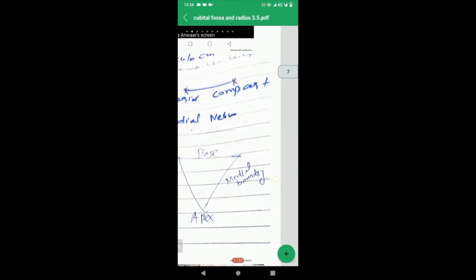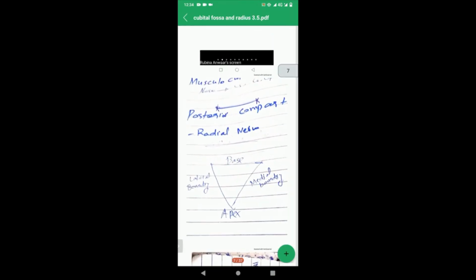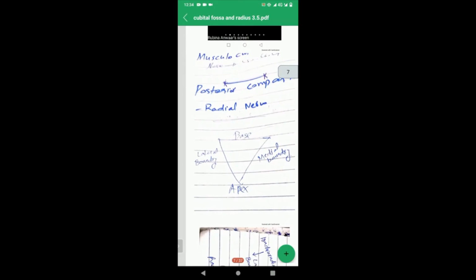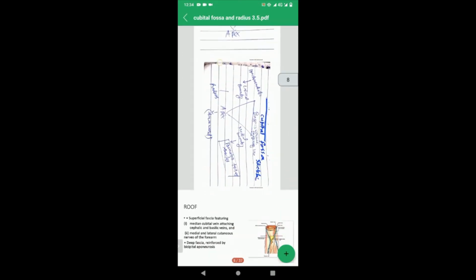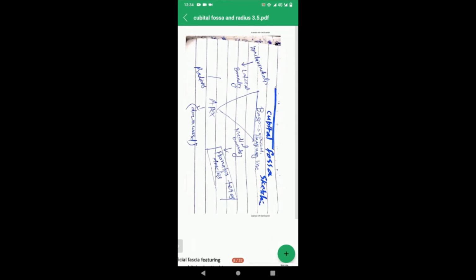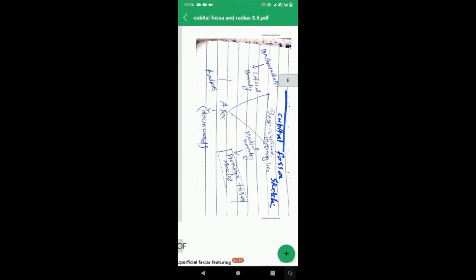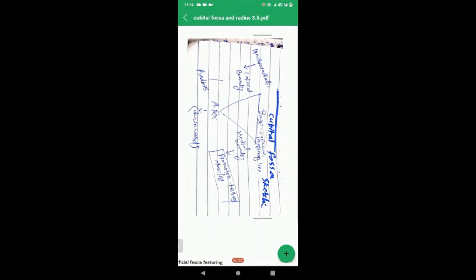Okay, here you can see, for your better understanding, I would like to introduce my handwritten notes: posterior compartment, radial nerve, base, apex, medial boundary, lateral boundary. Here you can see this cubital fossa. The base is formed by the upward imaginary line, the apex is downward, the medial boundary is formed by the pronator teres, as I already informed you, and the brachioradialis forms the lateral boundary.